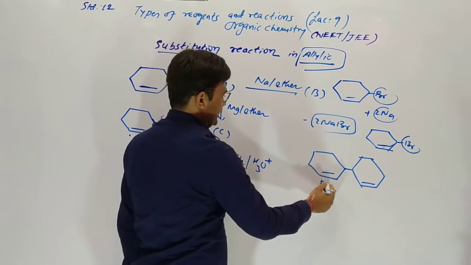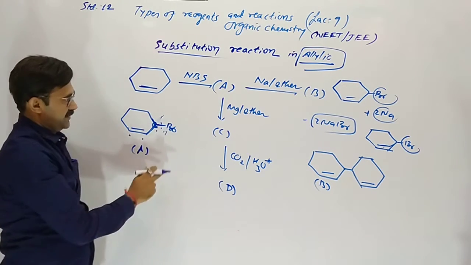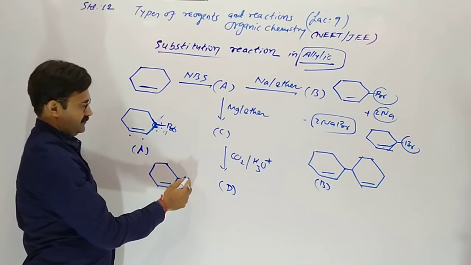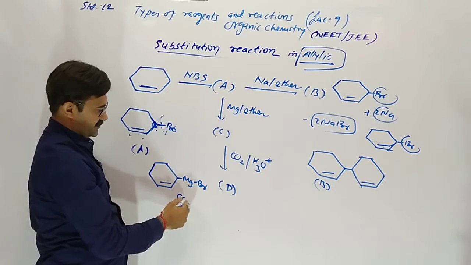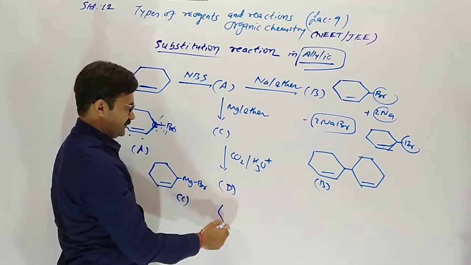This is our B. Now reaction with magnesium and ether. Here what happens actually? MgBr. This is C, the original reagent. Now reaction with CO2.